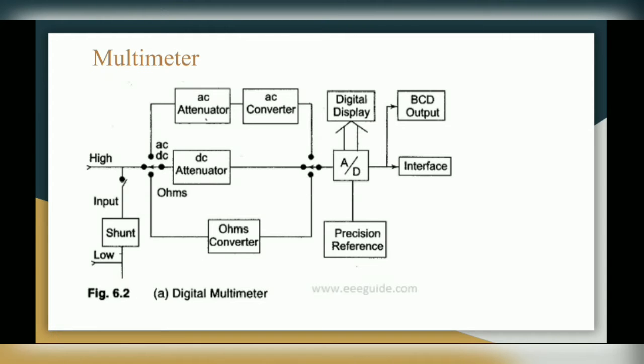This is the multimeter diagram. In this, you can see there are DC attenuator, AC attenuator, AC converter, ohms converter, digital display, A to D converter, BCD output, interface and precision reference. So AC attenuator is used to measure AC quantities and DC attenuator is used to measure DC quantities. Ohm converters are used to measure the resistance.